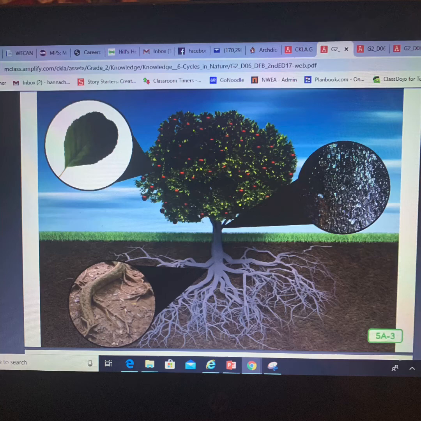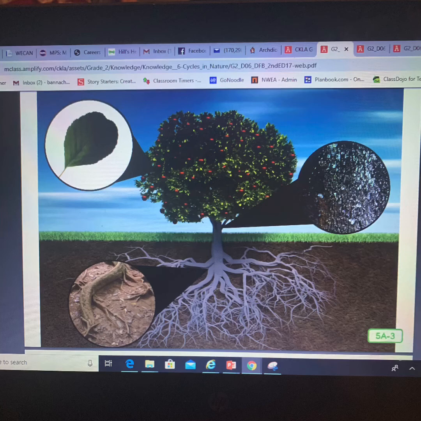They not only hold the tree in the ground, they help to feed the tree. Roots absorb water and nutrients from the ground. Absorb means to take in, just like a sponge absorbs water. The water and nutrients travel up from the roots through the trunk and into the branches.